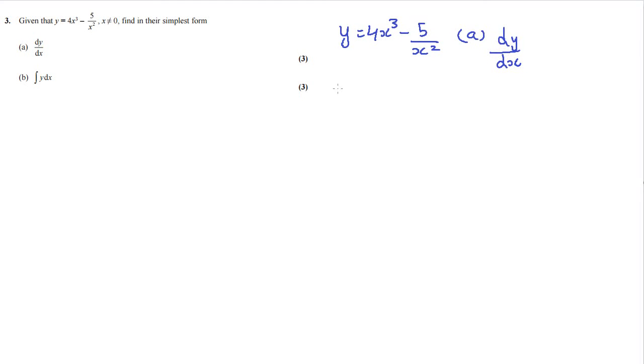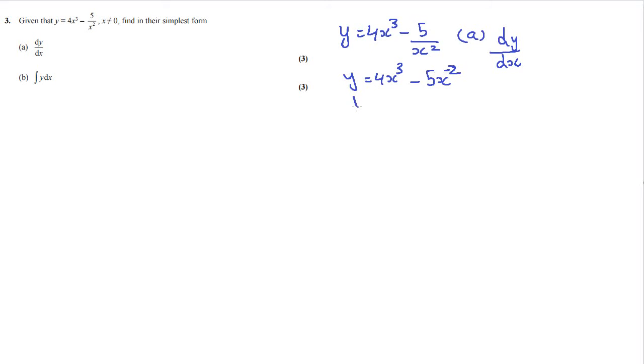So to do that, it's always best to write anything in the denominator as a negative power like this. So you have 4x cubed minus 5. I can write the denominator in the numerator but with minus 2. That's a basic conversion. Now you know the general rule of differentiation, that we bring the power in front and multiply it with whatever is there and then reduce it by 1.